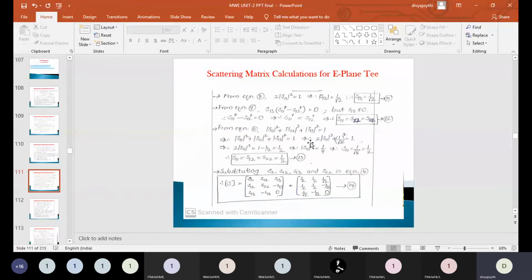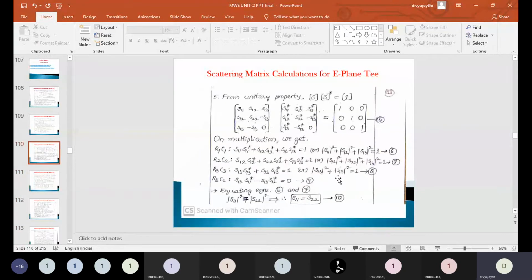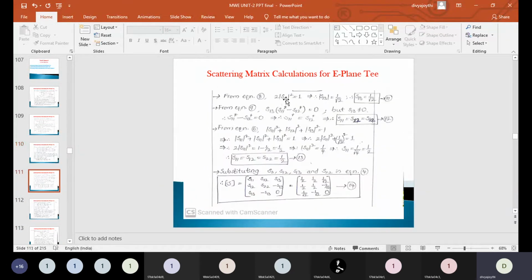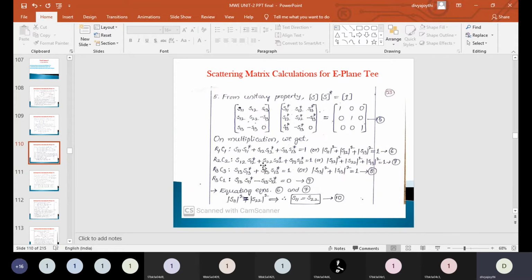And from equation 8, what is equation 8? Equation 8 is this one. S13, same thing. It will be 2 times S13 whole square. So here we are going to have S13 is equal to 1 by root 2. Now from equation 9, S13 is taken common, and when you take S13 as common, then we are going to have S13 star times S11 star minus S12 star.